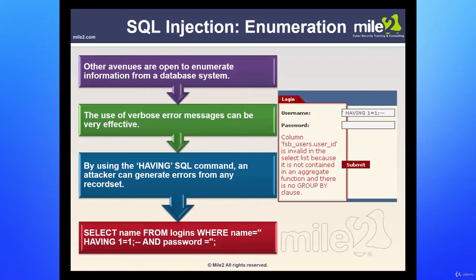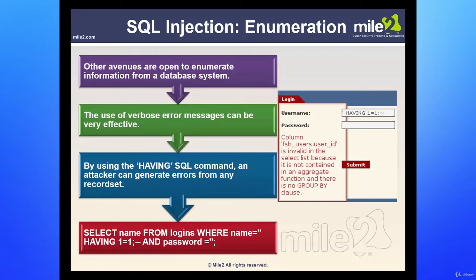Because as you can see here, it says the FBC users ID is invalid because it doesn't contain an aggregate function, and there's no GROUP BY clause. So then you put another one in using the GROUP BY and so forth. Now you don't need to know all those specifics when it comes to exam taking, but you do want to get some basic ideas on SQL injection. So whenever you see any type of SQL comments or SQL language in the code itself, just know that it most likely has to do with SQL injection.